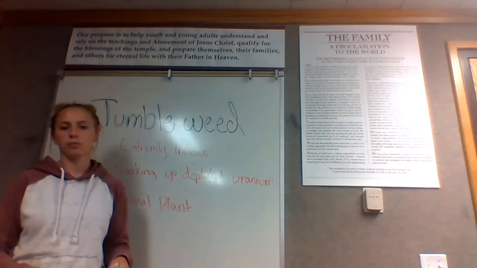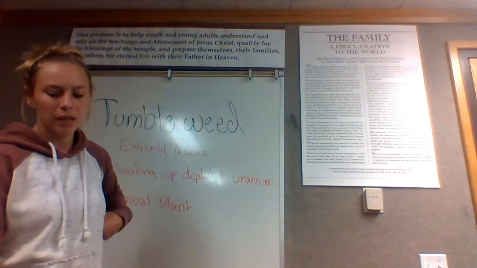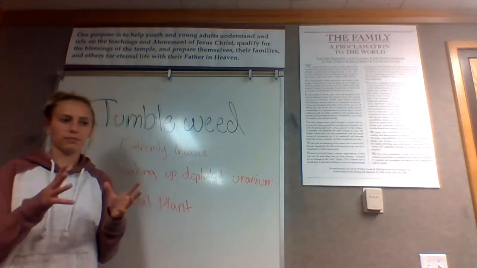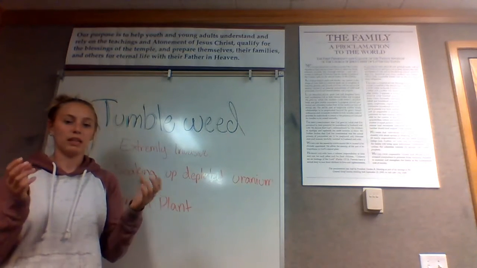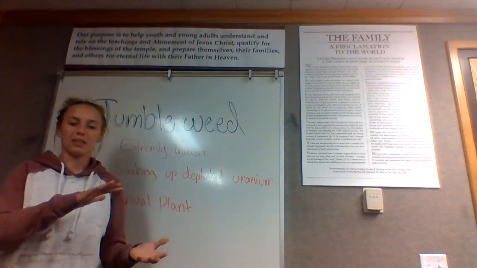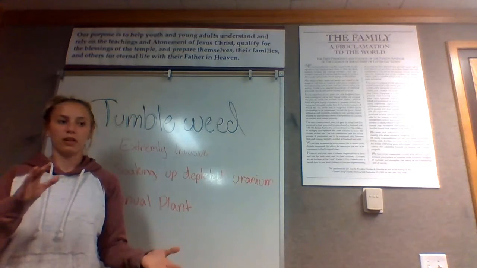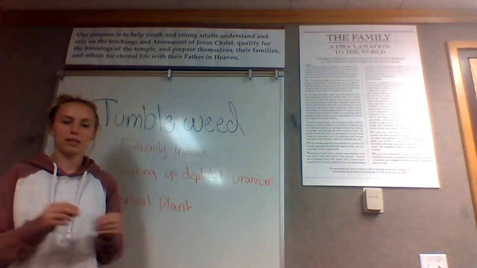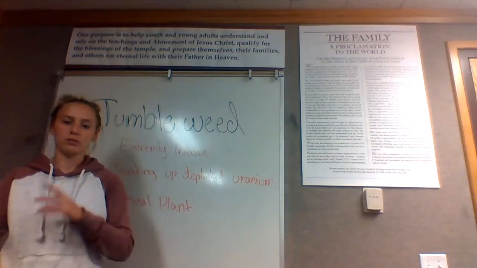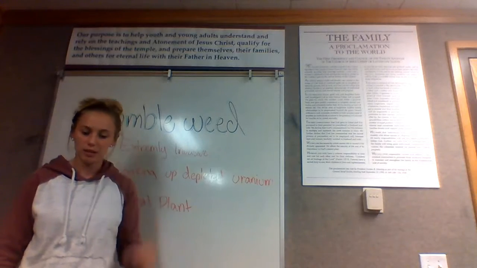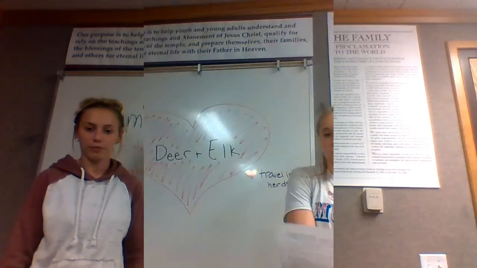It's also an annual plant, so what happens with tumbleweed is it grows, and then once it gets big enough, it just dies because it gets cold outside, and it'll roll all over the place, and its seeds are in little pods, the pokey things, and it just rolls all over and puts the seeds everywhere.